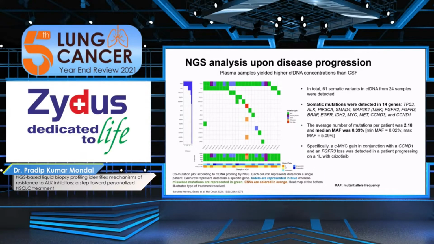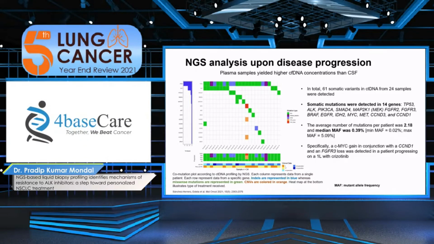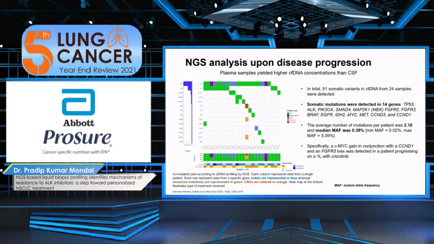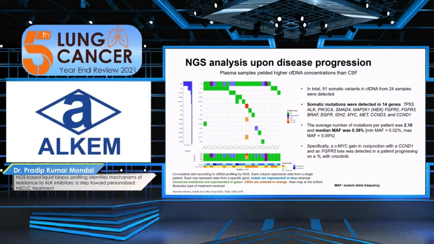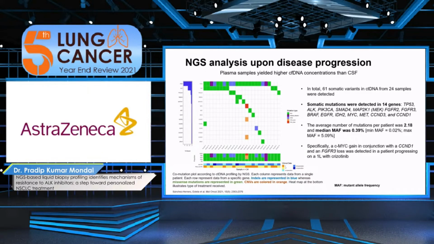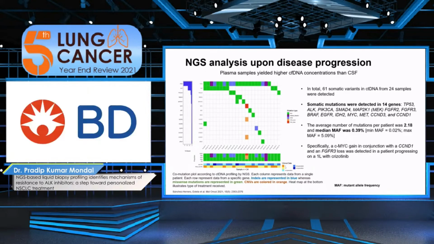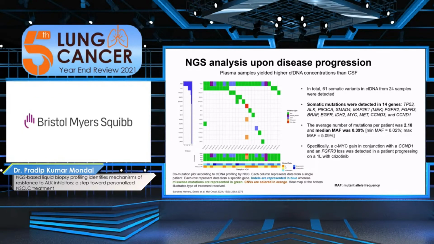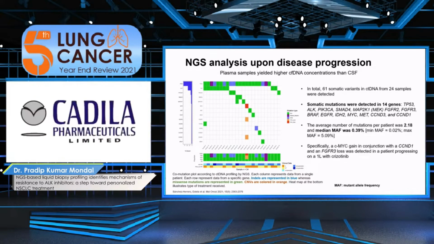Specifically, a c-MYC gain in conjunction with CCND1 and FGFR3 loss was detected in a patient who progressed on first-line crizotinib. This co-mutation plot shows the ctDNA profiling by NGS, and each column usually represents the data of a single patient.